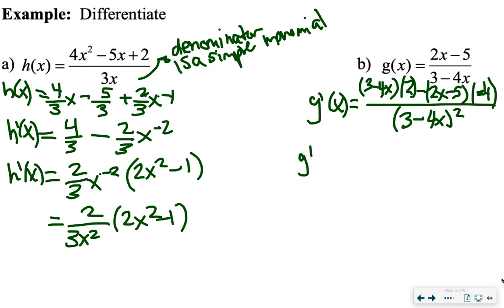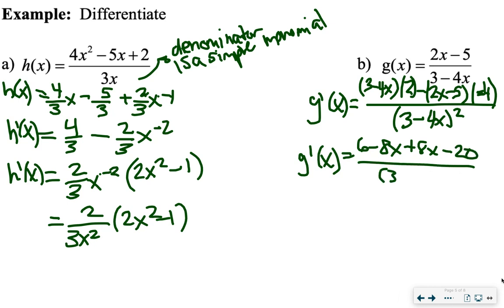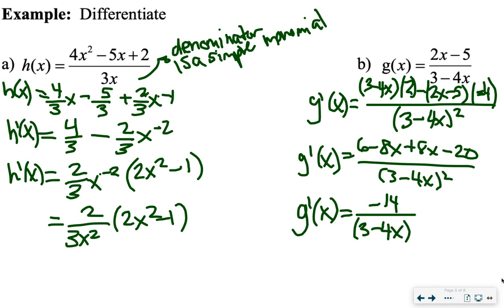All right, so let's just simplify that top. And we get 6 minus 8x plus 8x minus 20 over 3 minus 4x all squared, which gets me to negative 14 over 3 minus 4x all squared. Awesome.